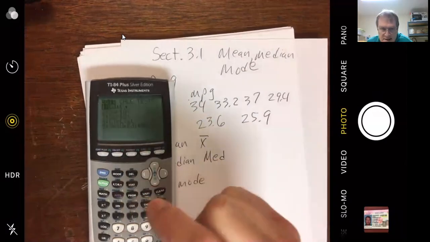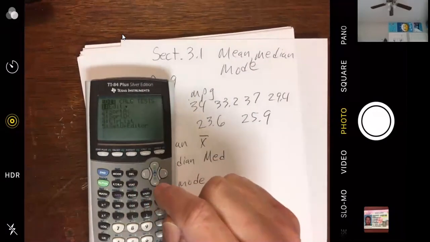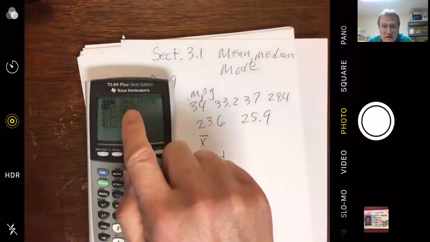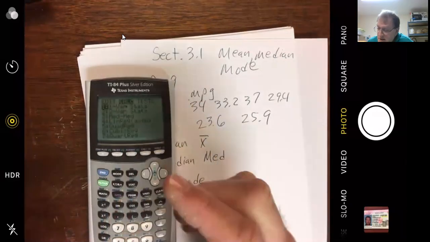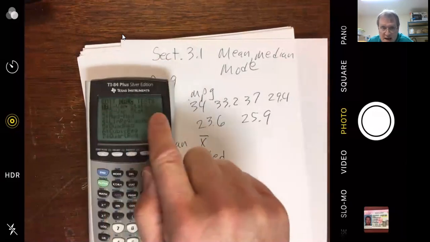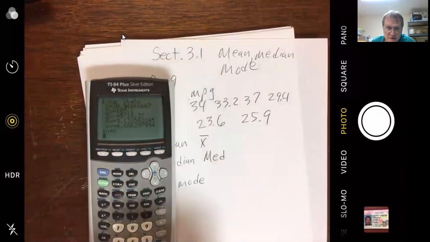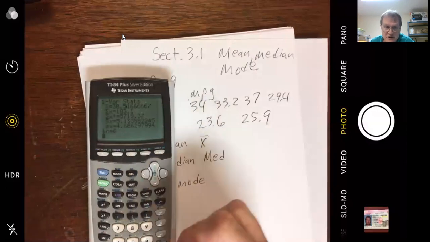So then you hit stat again. Hit stat again. And now you want that calc word at the top because that's what's going to calculate your statistics. The right arrow over. And the only thing we're really going to use on this page is number one, one variable stats. So we can enter on that. And hit enter again to actually do it. And you get two pages of statistics. This is page one, and you hit the down arrow and you get page two.